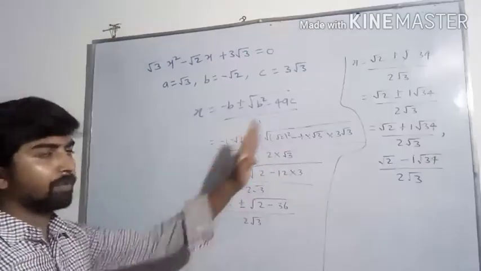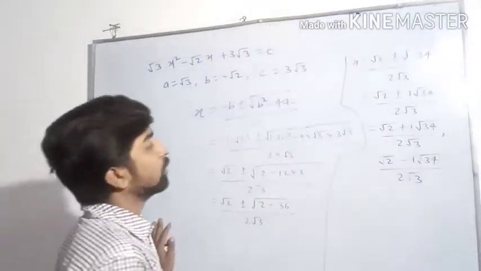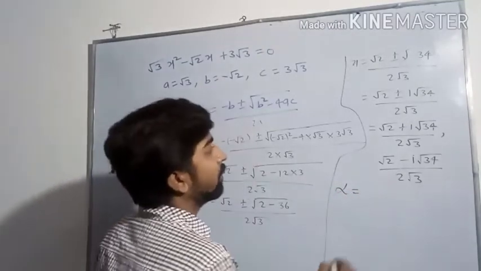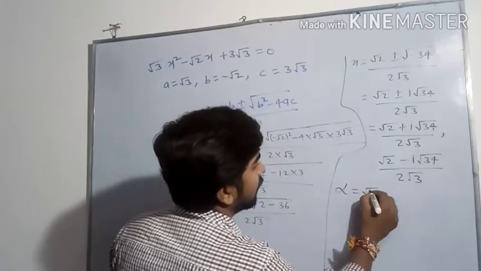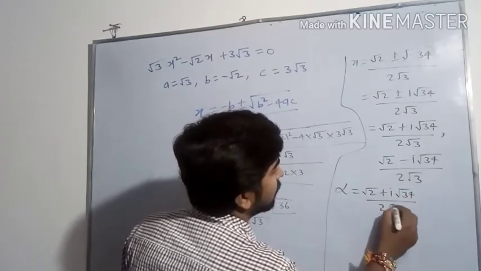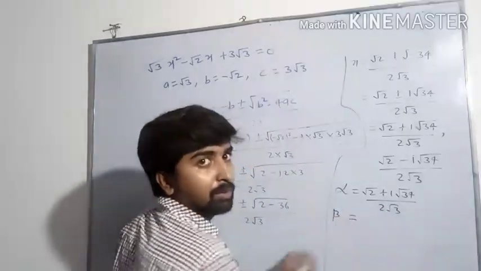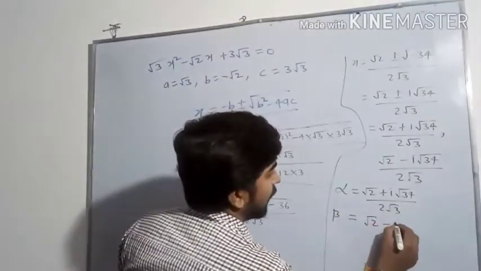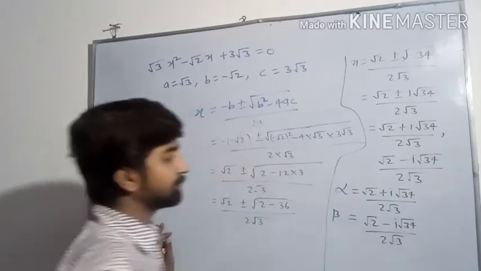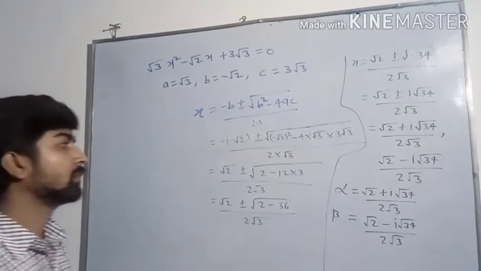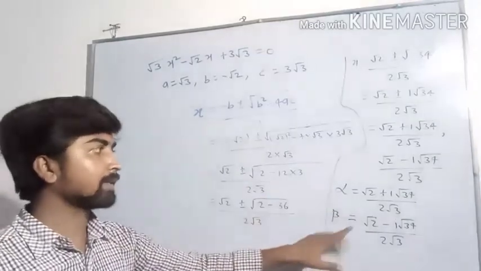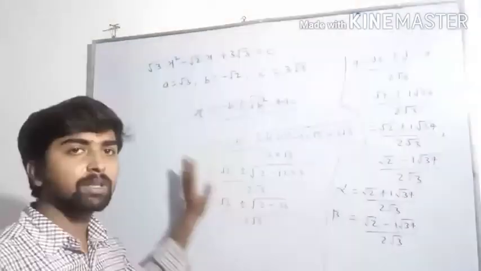These are the values of x and these are called the roots of the quadratic equation. Now we can write the roots: alpha equals under root 2 plus I under root 34 by 2 under root 3, and beta equals under root 2 minus I under root 34 upon 2 under root 3. These are the two values of x, that is, the two roots of this quadratic equation.